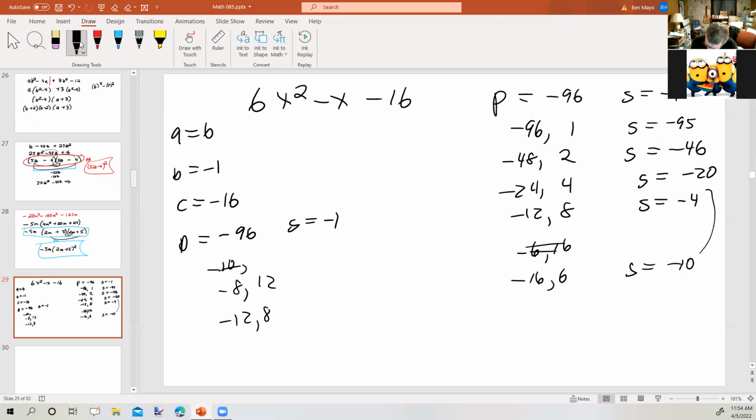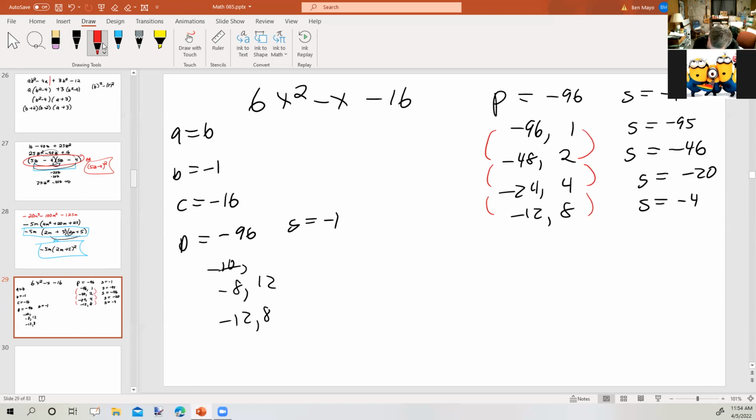That's going to go back up here. So let's look at what's happening here. I'm going to erase this stuff. So this keeps getting less negative, right? And this keeps getting more positive. And I'm getting closer and closer to -1.